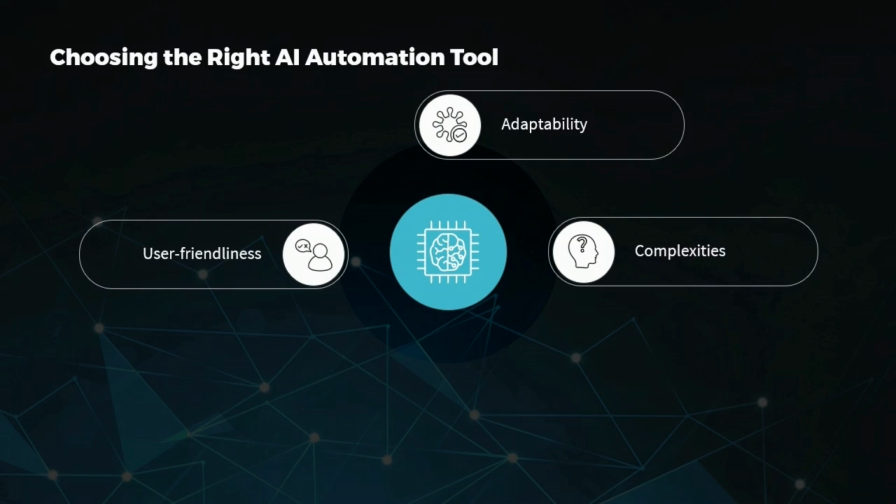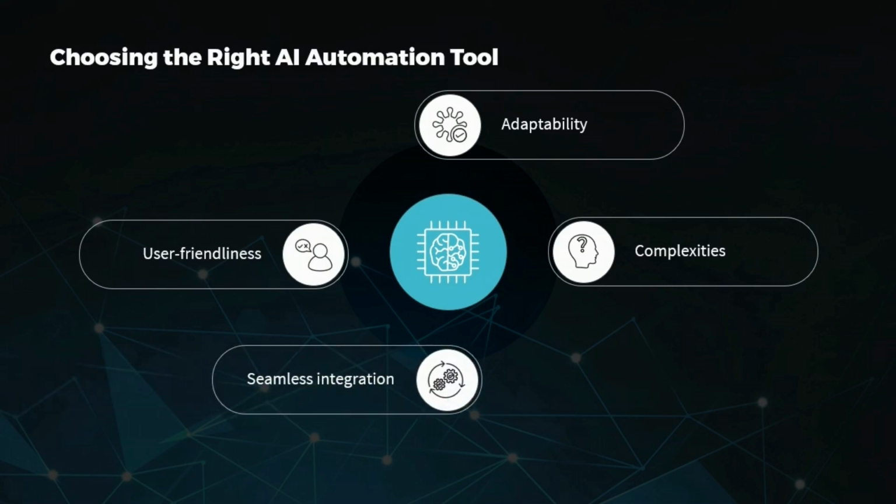And of course, we need to consider the complexity of the tasks and processes to be automated and then choose a tool that can handle the required level of sophistication and decision-making logic. And of course, the aim is seamless integration. You need to ensure that the chosen AI automation tool seamlessly integrates with other software applications, data sources, and IT infrastructure to enable smooth workflow execution and data exchange.